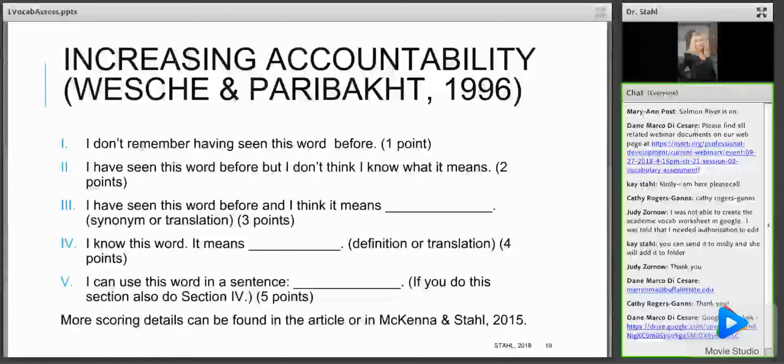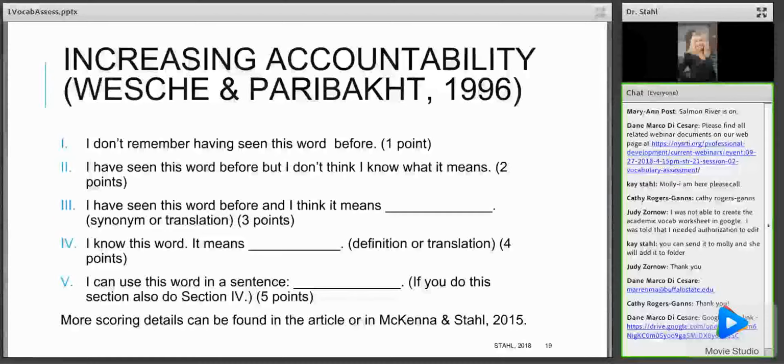Now, one of the research studies was done with bilingual students, and they had to demonstrate their knowledge, increasing their accountability in the following ways. And this is how he scored them also.